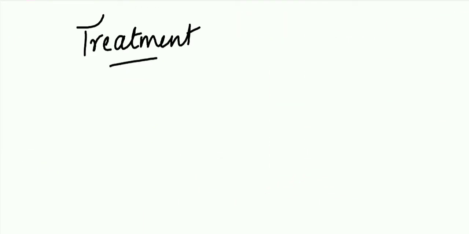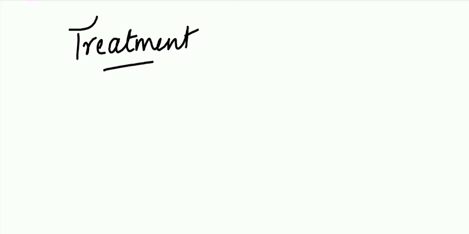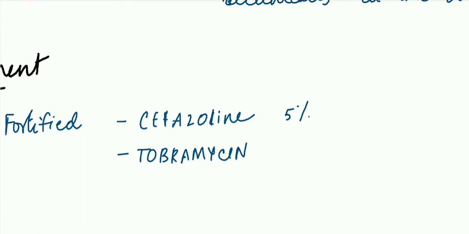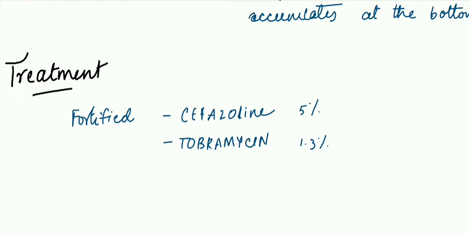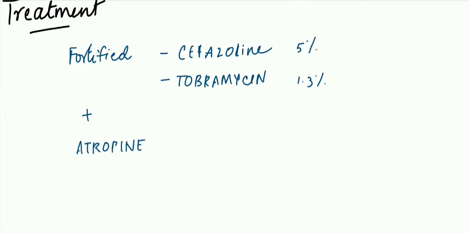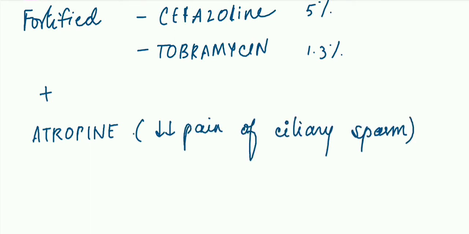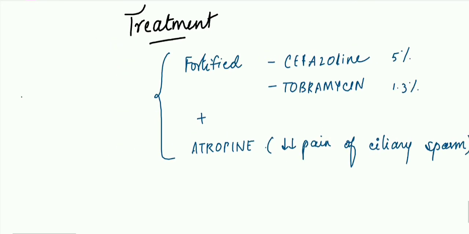Moving on to treatment. We use fortified antibiotics, that is cefazolin and tobramycin, 5% cefazolin and 1.3% tobramycin. We also use adjuvants like atropine to relieve pain from ciliary spasm. So this is the medication in case of uncomplicated ulcer.